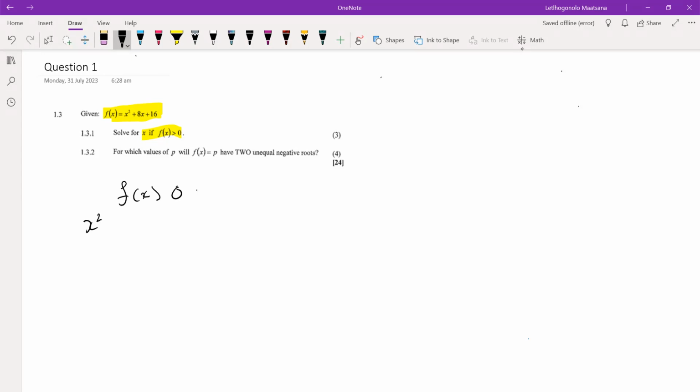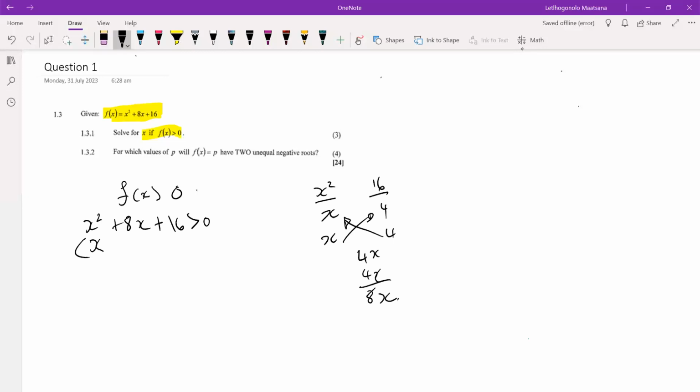Let's go ahead and substitute in our expression. We will look for factors of x squared and factors of 16, such that when I cross multiply, I get my middle term. So that tells me those are factors of f of x. We're going to go ahead and draw a number line.